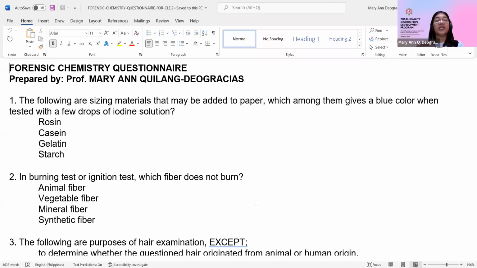So, burning test or ignition test is a preliminary test which is used to identify the general classification of these fibers. So, ang animal fiber kasi nasusunog yan, no? Then vegetable fiber nasusunog din yan. So, the synthetic sa artificial fiber yan. So, i-discard niyo yung synthetic fiber dyan kasi the burning test and the ignition test is only to determine the natural group of fibers, the animal, the vegetable, and mineral. So, ang hindi nasusunog dyan sa tatlong yan is the mineral fiber.